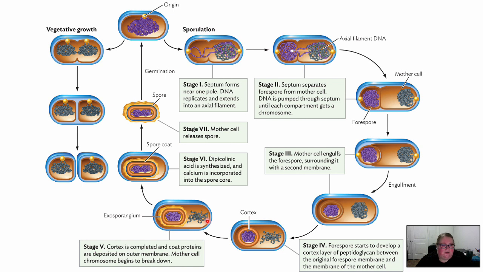After the cortex is formed, it's going to start to make the spore coat. This is the coating that's going to make it antibiotic, heat, and chemical resistant. It's going to use dipicolinic acid and calcium in the spore coat in order to make it resistant. It's going to dry it out so that it's going to be dormant. Okay, so the mother cell is going to officially die.